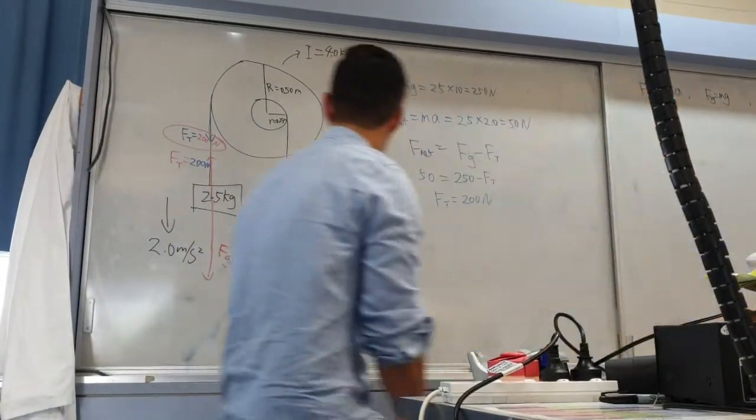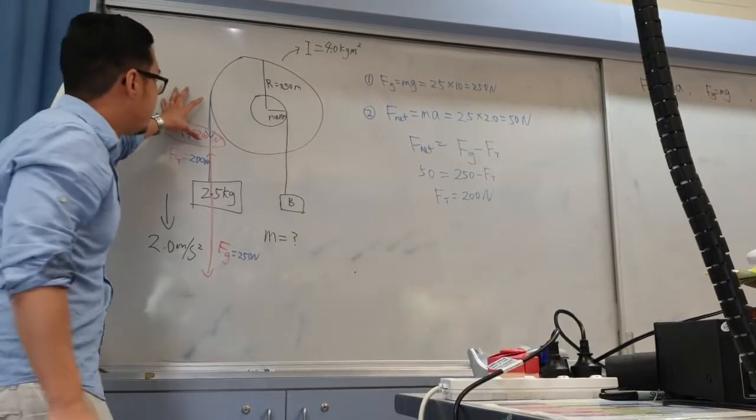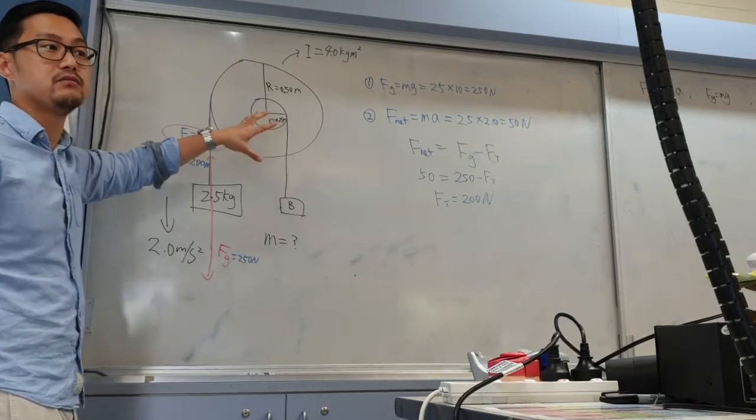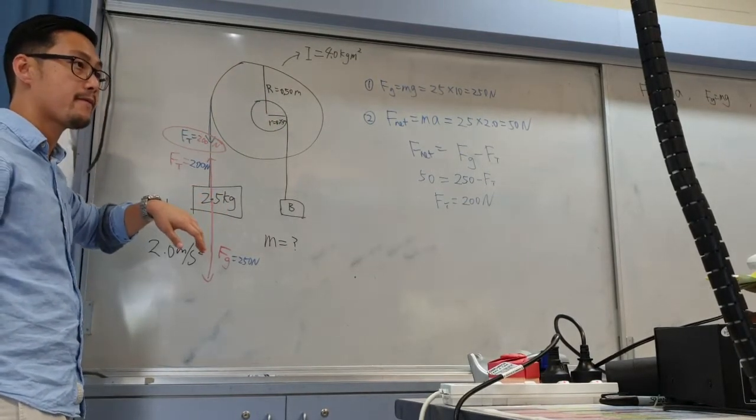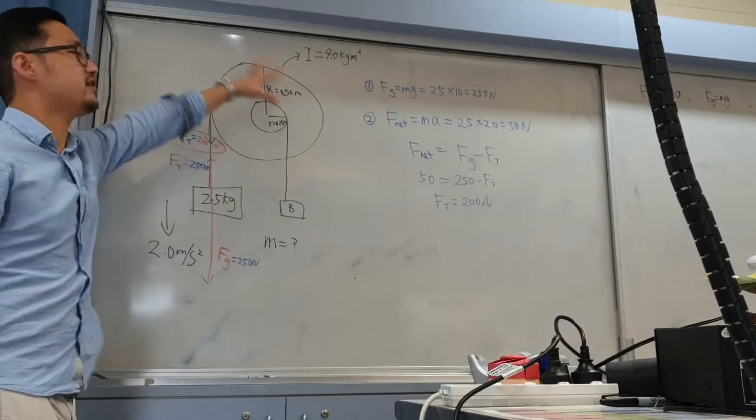Okay, so now I know the tension force. Then what can I link to this rotational system? What can I find? Yeah, we can find the torque, right? If we have a tension force pulling here, that's going to give this thing a torque.